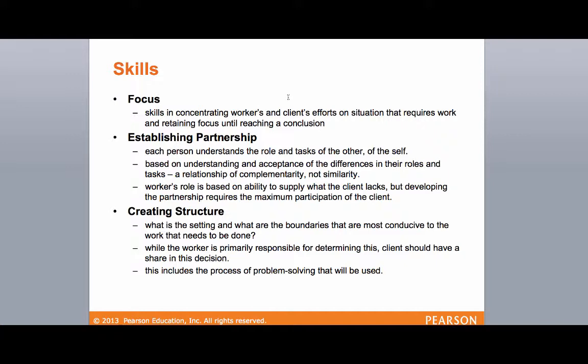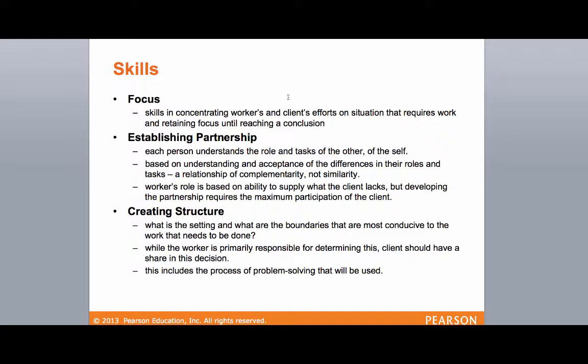Finally, the last skill that she mentions is creating a structure. This is something that the worker has primary responsibility for, but again, the client should have some input and be able to share in this decision. What is the setting? Where are the boundaries that are most conducive to the work that needs to be done? And it might also include how you go about solving this particular problem.